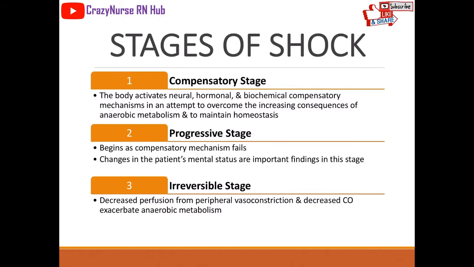Next stage is the progressive stage, which begins as compensatory mechanisms fail. Changes in the patient's mental status are important findings in this stage. The cardiovascular system is profoundly affected in the progressive stage of shock. Cardiac output begins to fall, resulting in a decrease in blood pressure and coronary artery, cerebral, and peripheral perfusion. Continued decreased cellular perfusion and resulting altered capillary permeability are the distinguishing features of this stage.